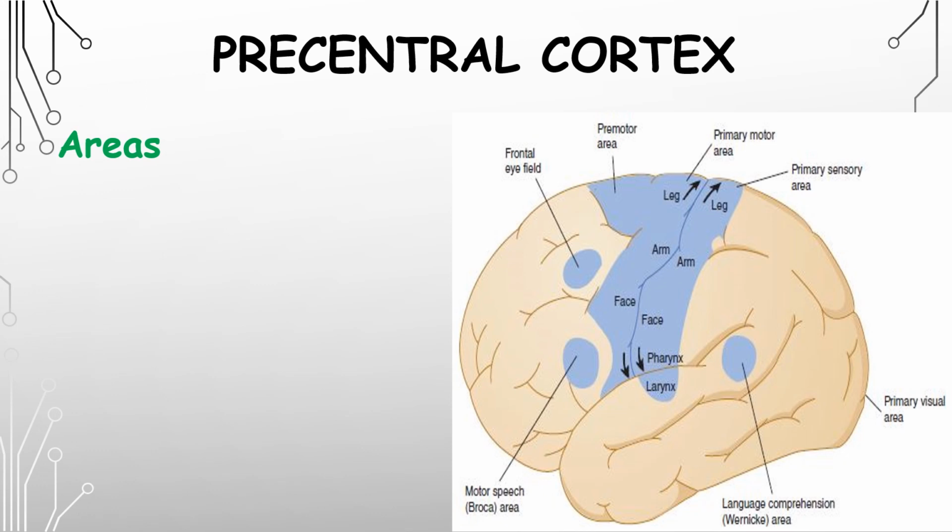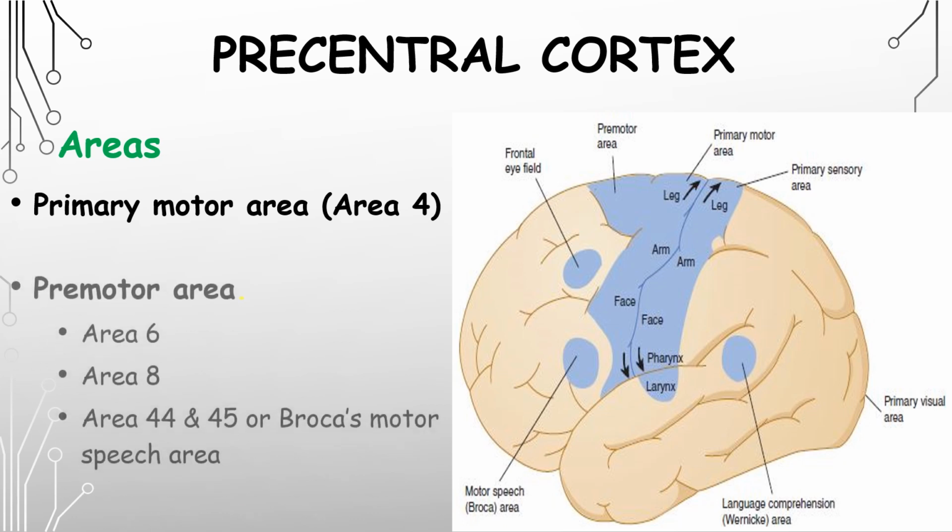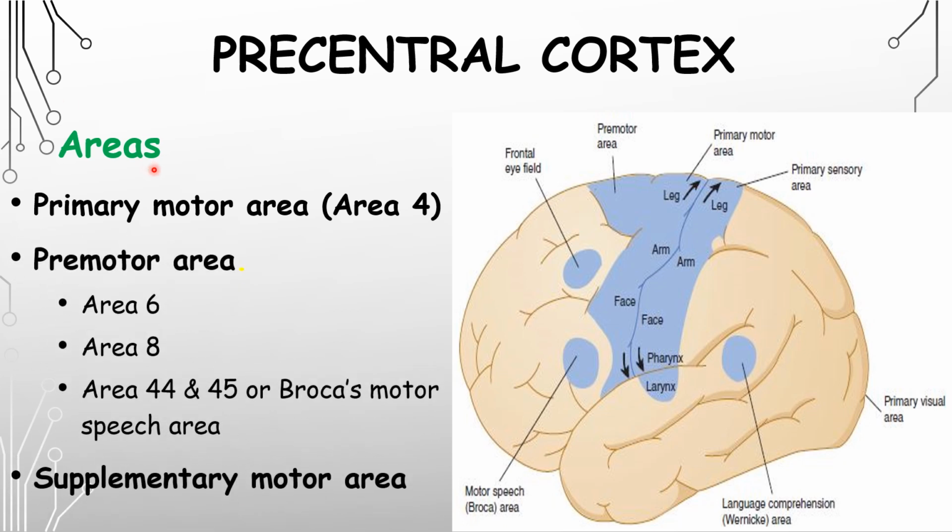Let us discuss the important areas of the precentral cortex. The primary motor area, that is area 4, and then the premotor area, which is area 6 and area 8. Area 8 is concerned with the frontal eye field, and area 44 and area 45 are also called the Broca's motor speech area, and then the supplementary motor area.